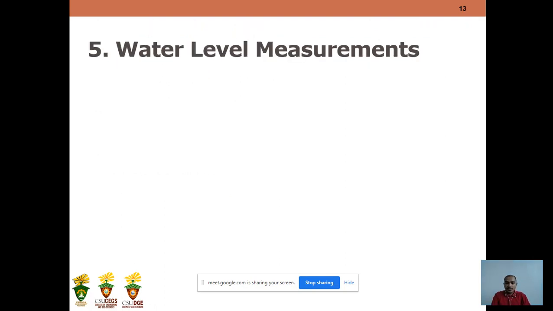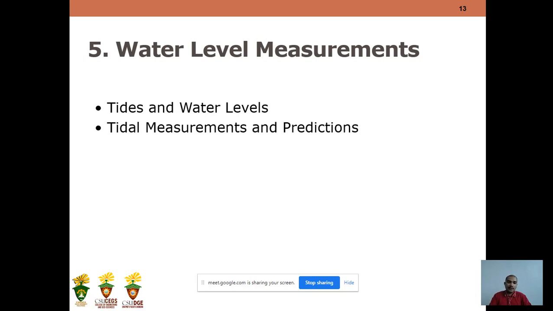Okay, so let's go to topic 5, which is all about water level measurements. In this topic, we will be tackling the importance of tides, how tides work, the causes of tides, and the effects of tides in everyday living, especially on water levels. Does the tide affect the rise or fall of our water? So we will discuss that there.